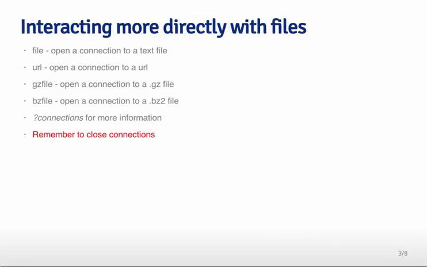If you want to interact directly with files, we've seen how to use url in the Getting Data lecture so far, but you can also use the file function to access a connection to a particular file that's already localized on your computer. You can also use gzfile and bzfile to access zipped files that might land on your computer. And if you do question mark connections, you can learn a lot more about opening connections to files both locally and remotely.